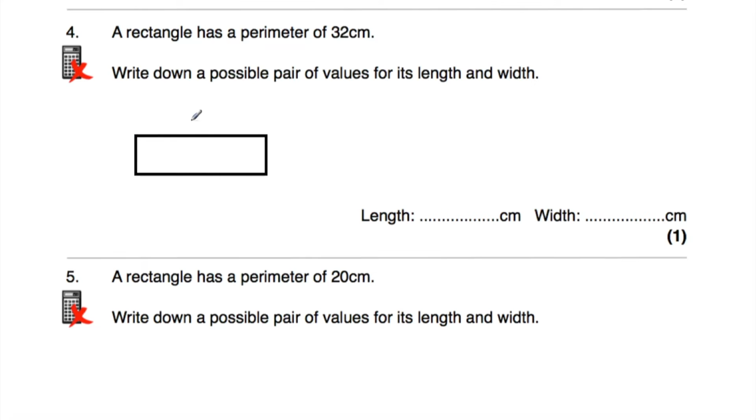So if the length of the rectangle was 10 centimeters, well, that means the top would be 10 centimeters and the bottom would be 10 centimeters. Now 10 plus 10 is equal to 20. Now we want it to add up to be 32, so we need another 12, so that'll be 6 centimeters for the right hand side and 6 centimeters for the left hand side.